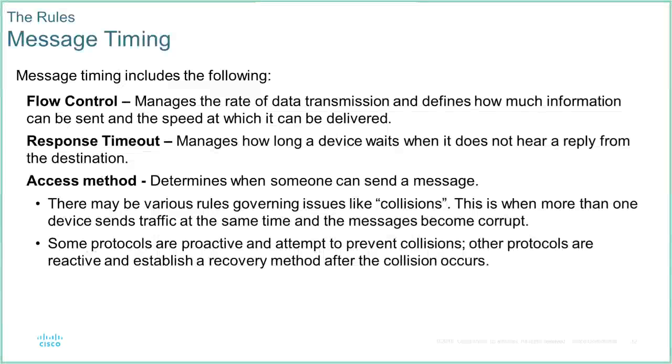So, message timing. The things that address message timing include flow control, which defines and controls the rate. Response timeout is how often we've agreed to acknowledge receipt of our packets. So how long do we wait before we go, oh, we haven't received an acknowledgement from you? And access method is how we can access the media for sending it.